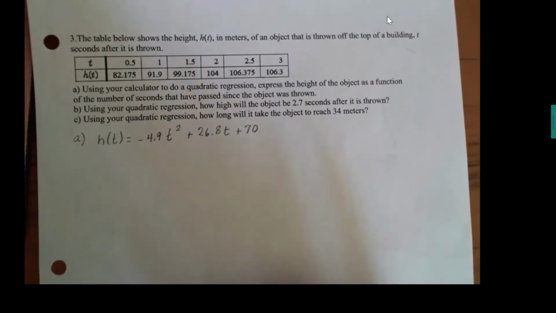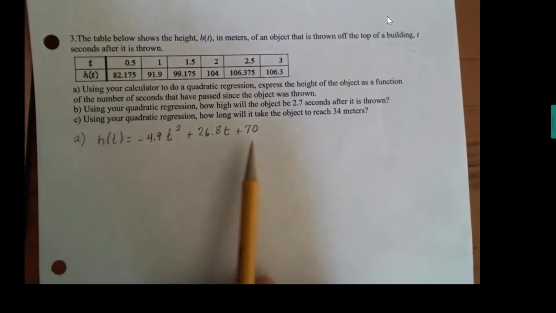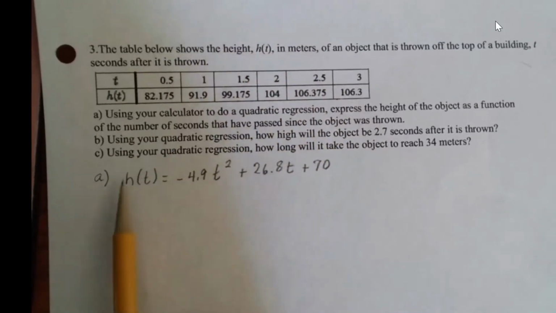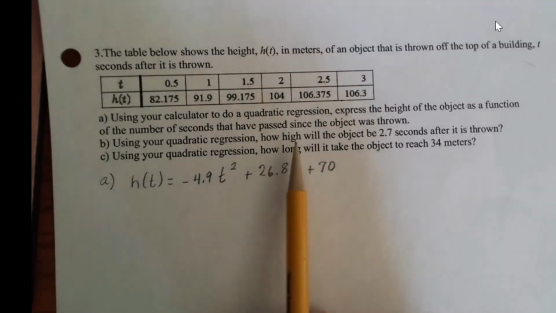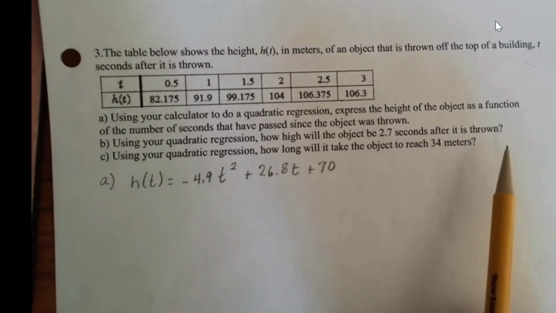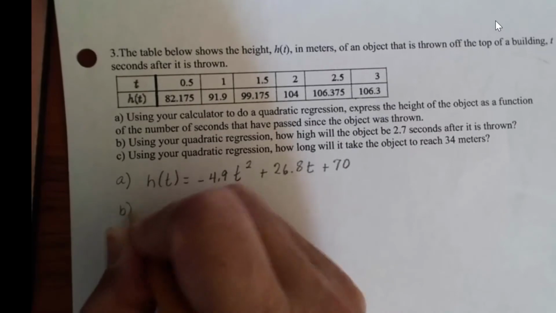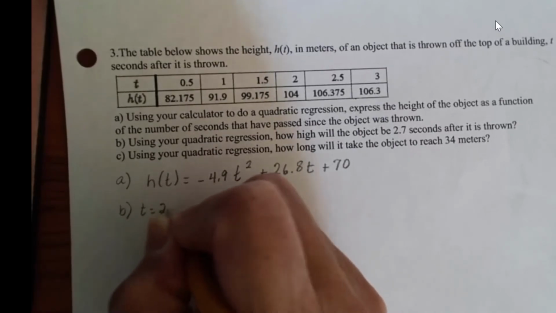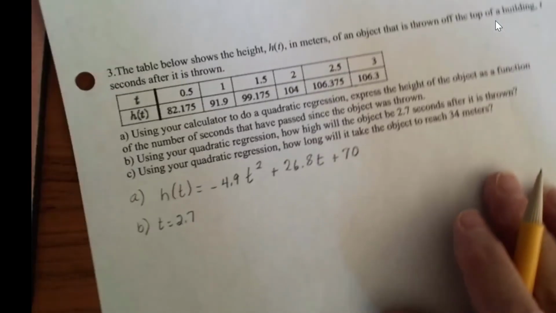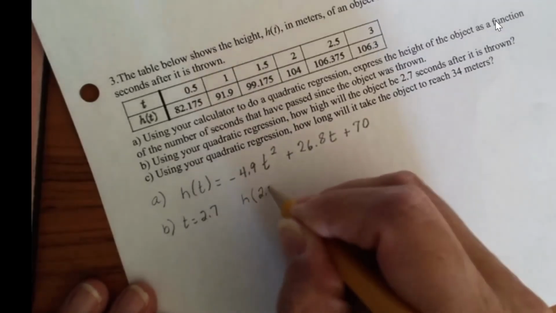Okay, now let's look at question B, which says, using your quadratic regression, so using this quadratic equation that we got in part A, how high will the object be 2.7 seconds after it is thrown? So notice that in part B, we are given the t value, right? T equals 2.7, and we want to find the h value. So we want to find h of 2.7.